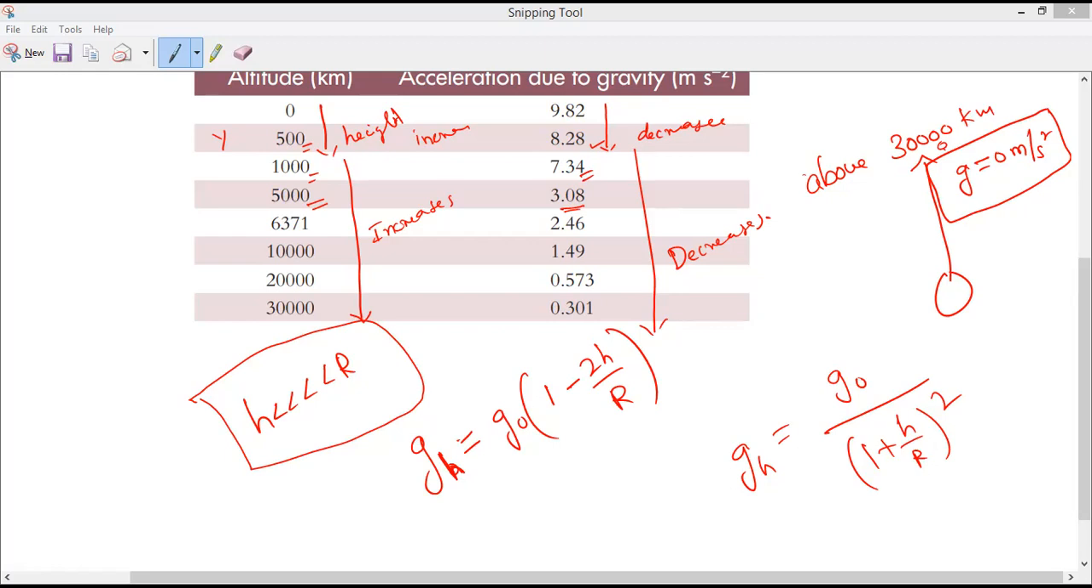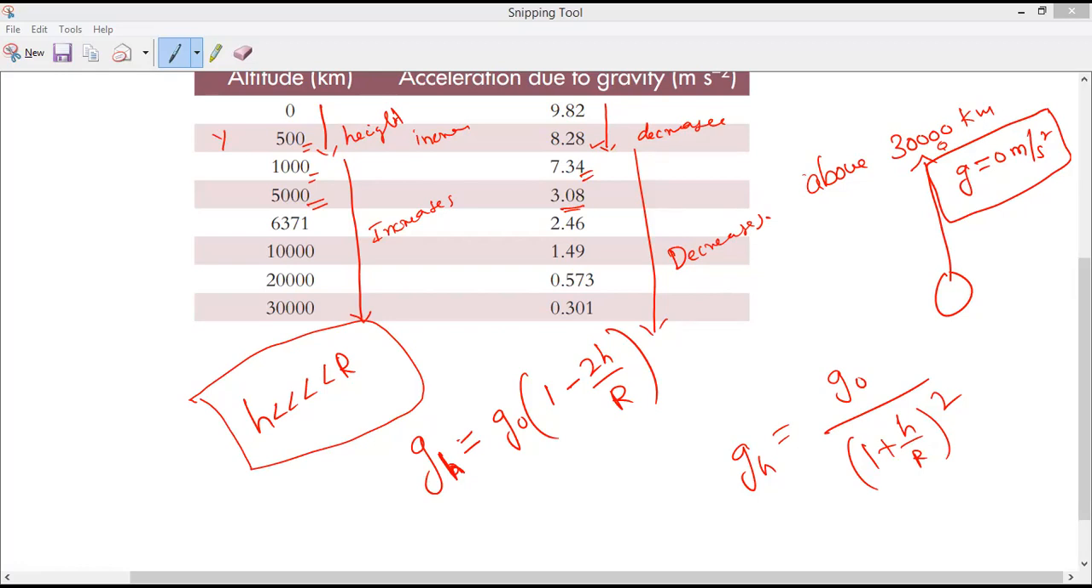So for depth, you have to assume Earth to be a sphere of uniform density. Earth's density is also very important. Earth to be a sphere of uniform density. Is it okay, guys?